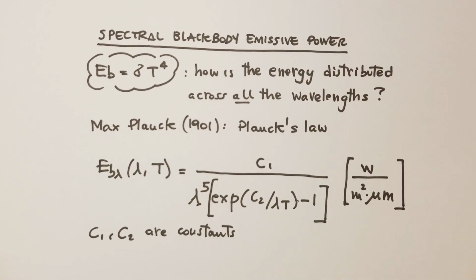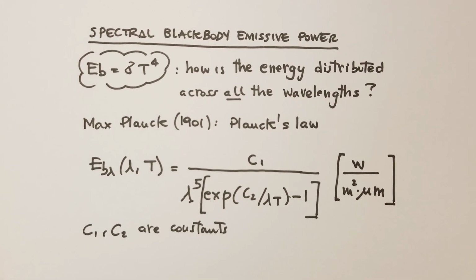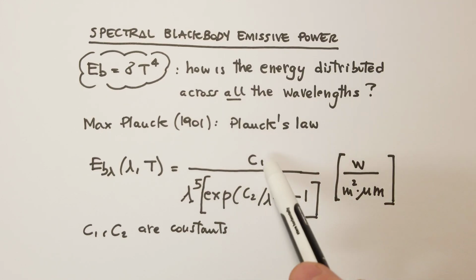So since all the wavelengths are included in the formula, a natural question to ask is, how is the energy distributed across all the wavelengths? This fundamental question was answered by Max Planck, Nobel Prize laureate in physics, and he was able to arrive at this formula in 1901, and that's what's now called Planck's law. So it has this formula. We don't have to remember this by heart. And C1 and C2 here are two constants.